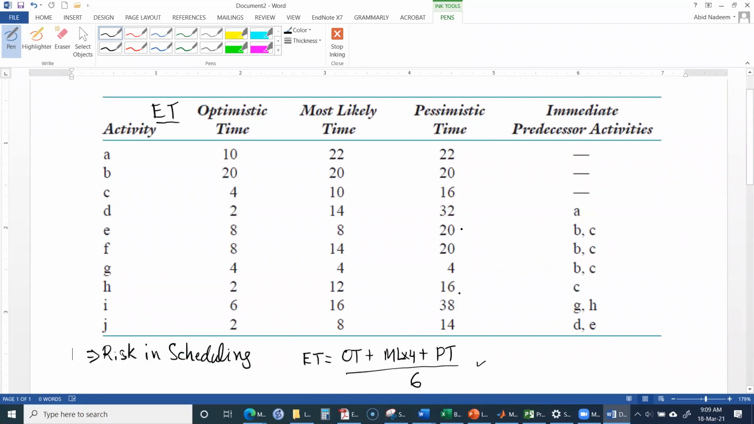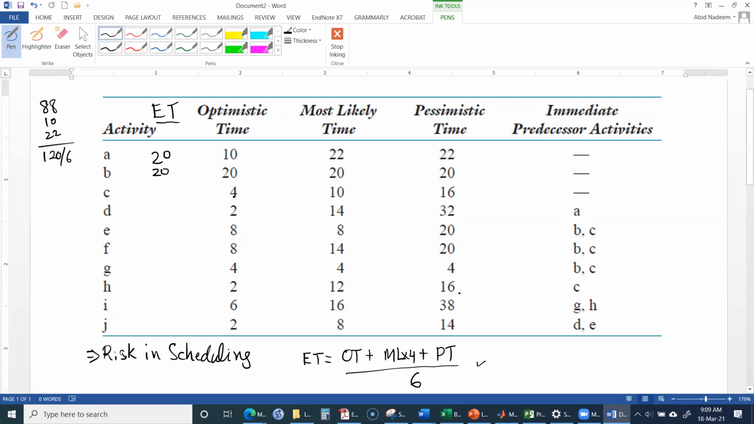Based on this formula, if you calculate the expected time for each activity, for activity A it will be 20, because 20 times 4 is 80, plus 10 plus 30. I just do some rough calculation over here. So it is 120, and 120 divided by 6 is 20. For activity B, all these three times are the same, so it will be 20.